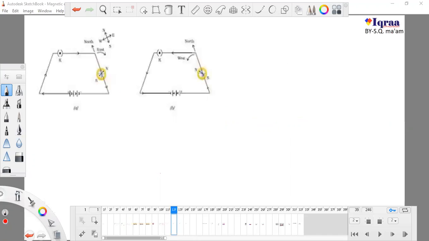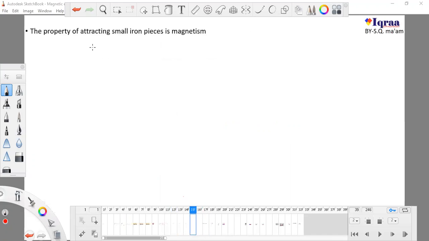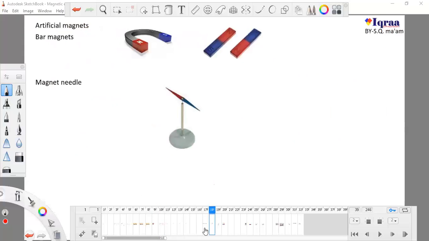Okay, so the question is that a property of attracting small iron pieces is magnetism. Magnetism means, we have seen there are so many types of magnets. Some magnets I'm going to show you. This is our normal magnet. It is known as a horseshoe magnet because it looks like a horseshoe, and it has two poles, north pole and south pole.